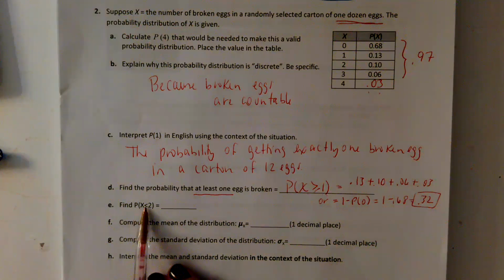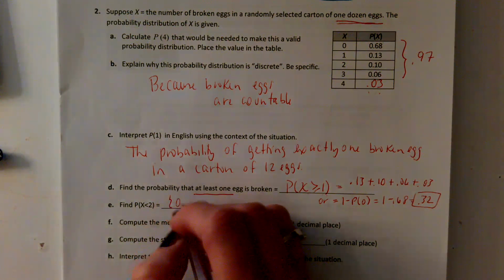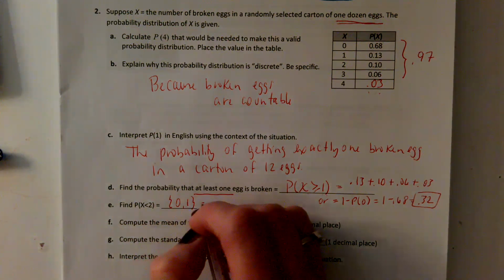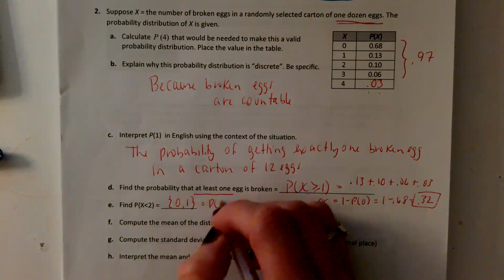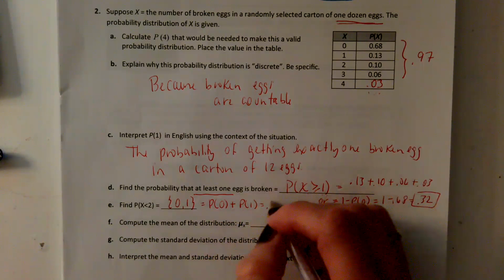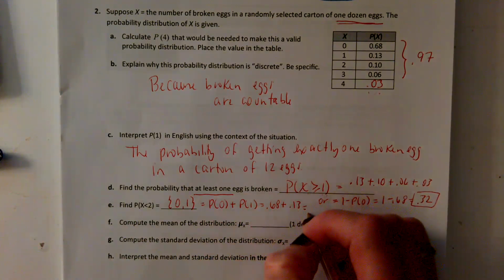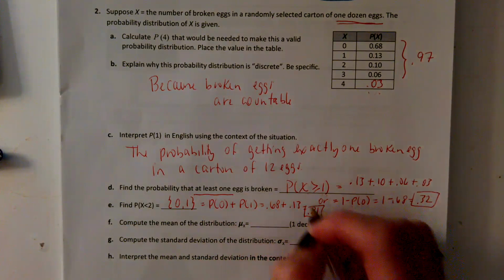Find the probability of X being less than 2. So that means we have the outcomes of 0 and 1. So we can find the probability of 0 plus the probability of 1, which is 0.68 plus 0.13, which gives us 0.81.